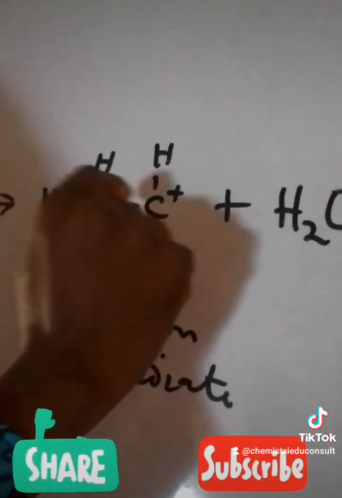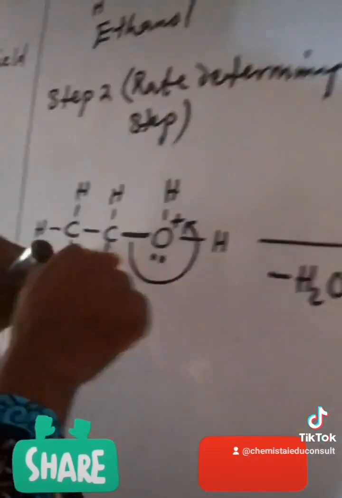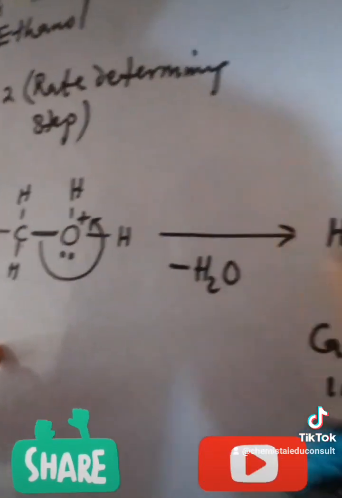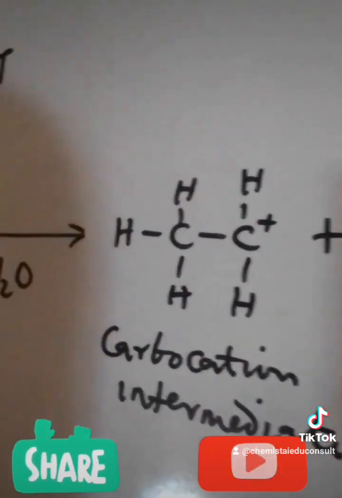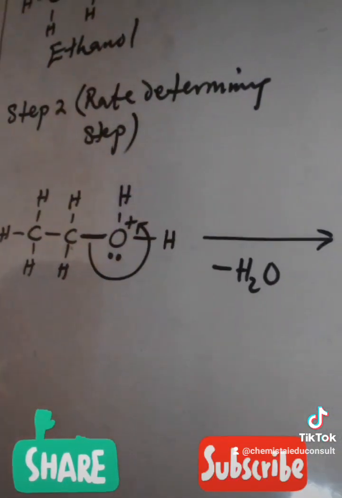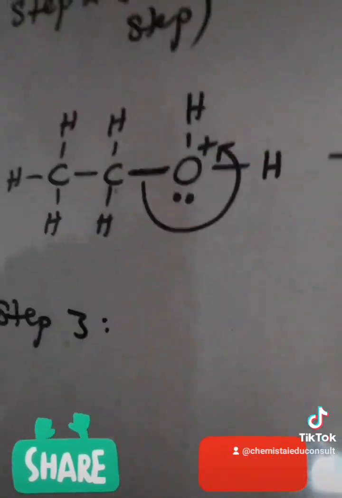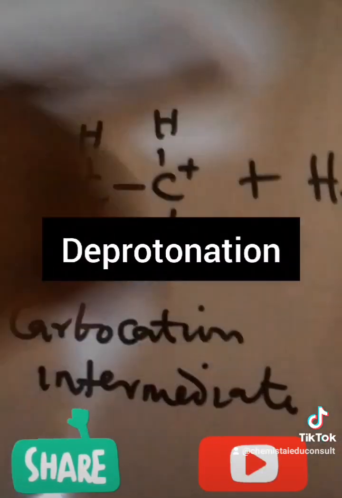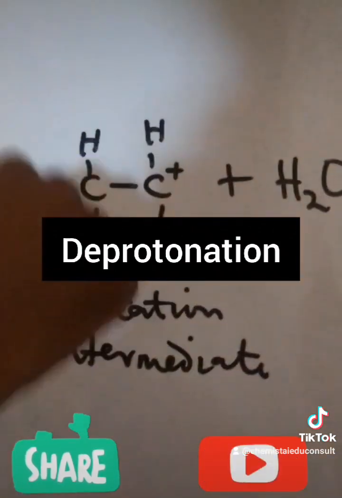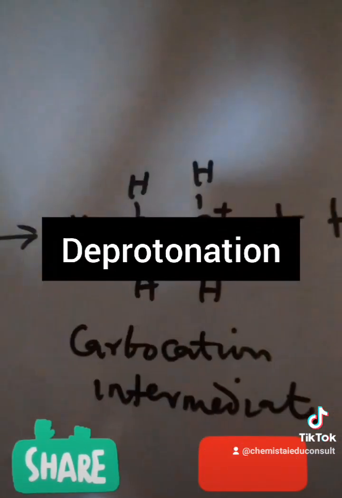Now, this carbocation intermediate is highly stable. That is why this reaction is possible. When the product is more stable than the reactant, the reaction becomes feasible and even spontaneous. So this is a self-reaction. Now, the next step, step 3, is where there is deprotonation. This carbocation intermediate will deprotonate to form ethene.